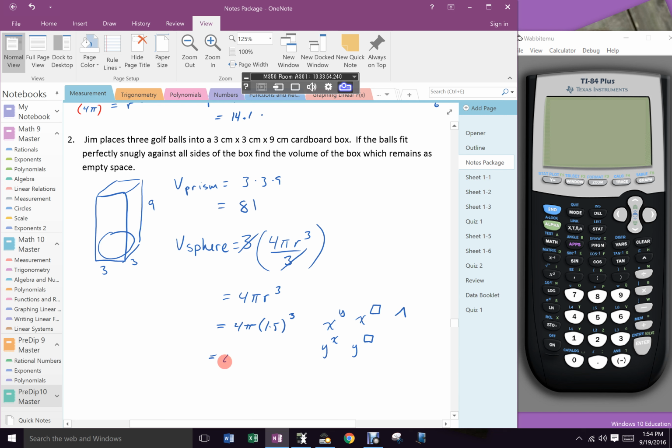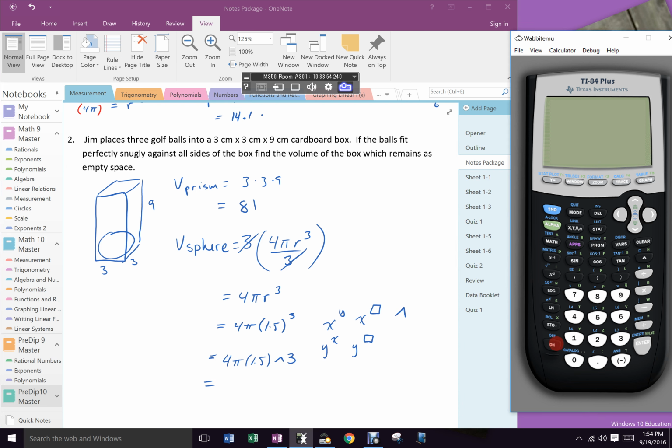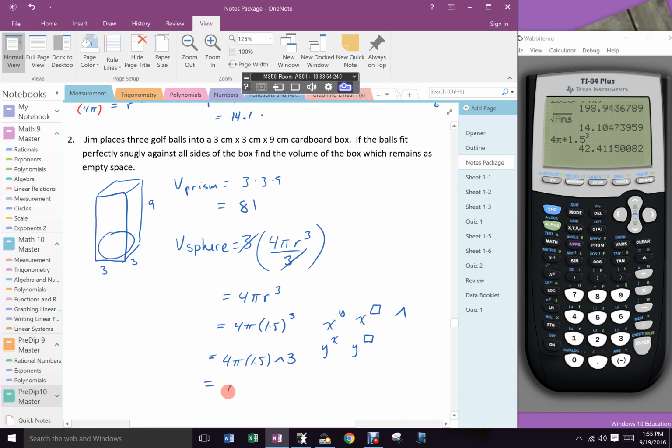Punch that into your calculator. 4 pi, 1.5, which you don't need brackets around. Your exponent button, 3, and equals. So all of you should be able to get that answer. Figure out on your machine how that happens. Mine is 4 pi. I don't need to hit times. 4 pi times 1.5. I have to use the exponent button, 3, equals. I get 42.4.